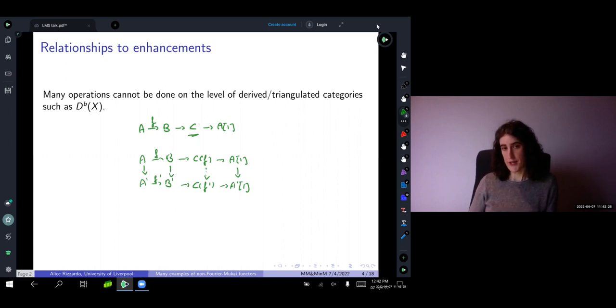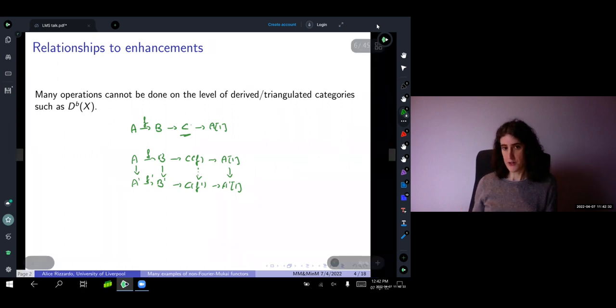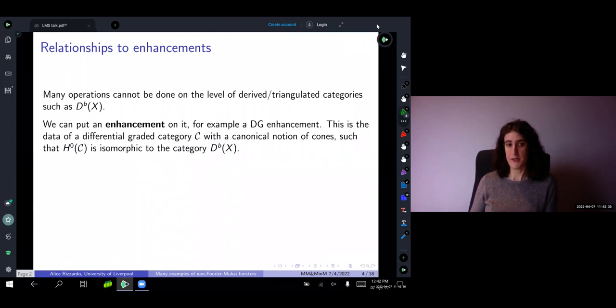And so the way that people get around this is they put some extra structure on a derived category, or in general on a triangulated category, in the form of an enhancement. There are several notions of what kind of enhancement you can put on a triangulated category, or in our case, on a derived category. Things you may have heard of are DG categories, spectral categories, stable infinity categories. For us, because we're linear over a field, we don't have to worry about all of these situations, and we can just deal with the easiest situation, which is the one of a DG enhancement.